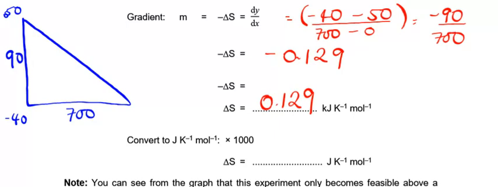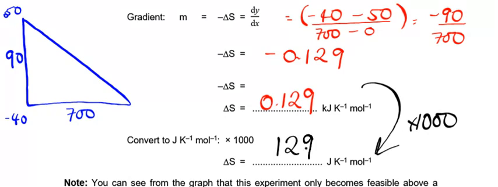This will then need converting into joules per mole. Currently we're in kilojoules per mole because of the values of delta G, and so we just want to times that through by 1,000, and that means that delta S is plus 129 joules per Kelvin per mole.